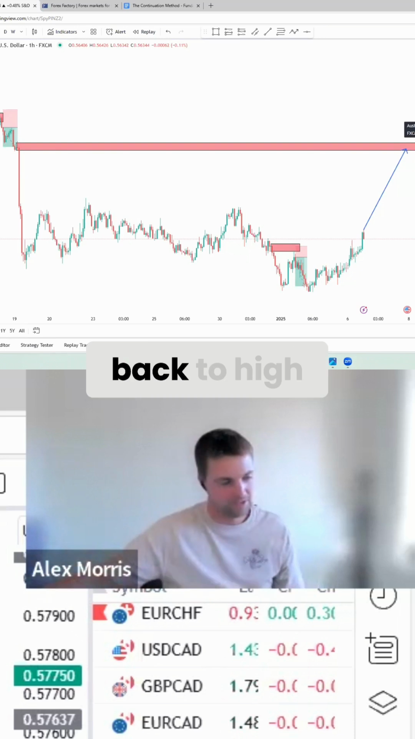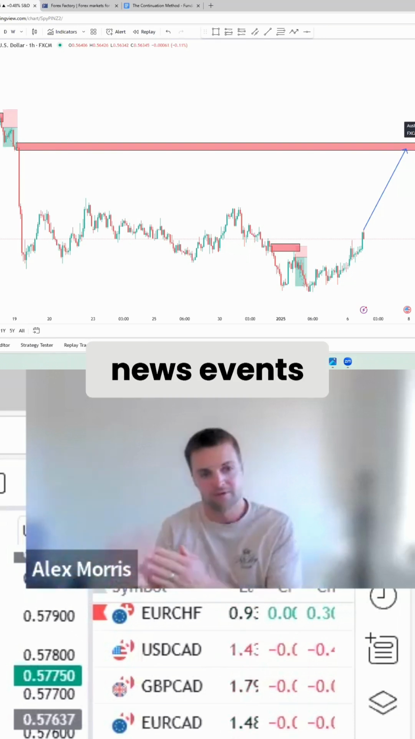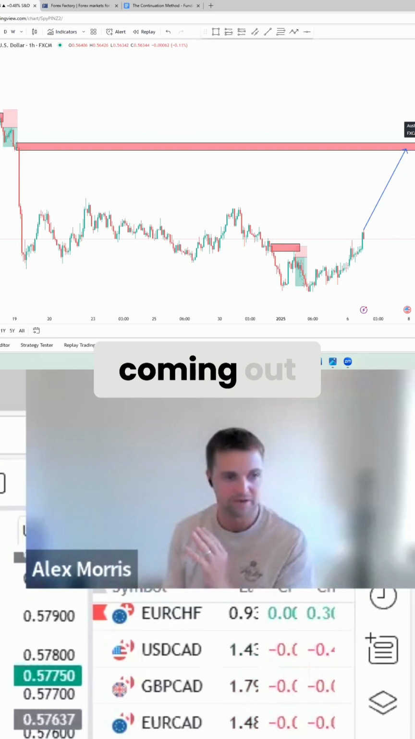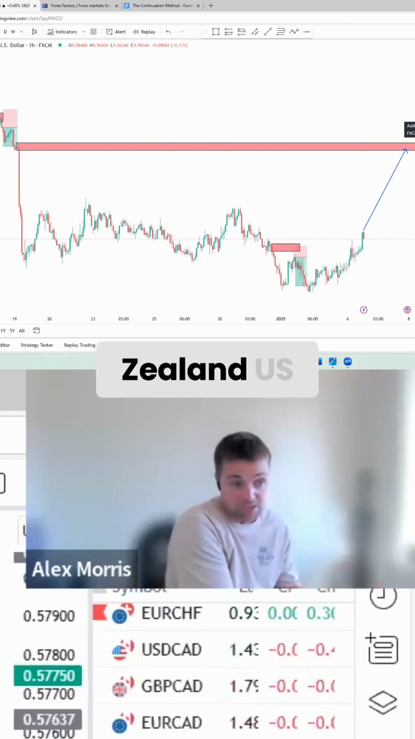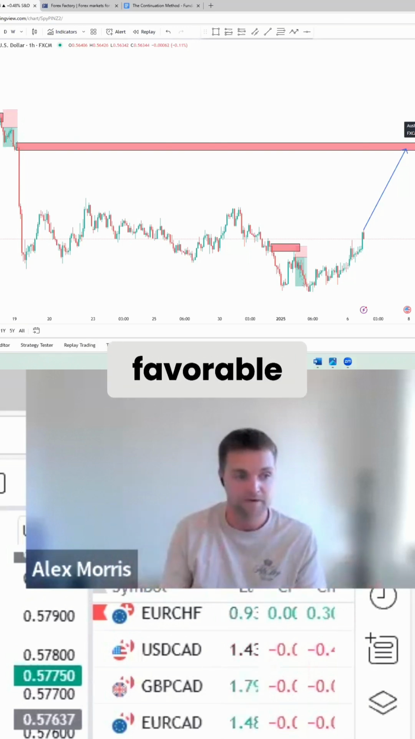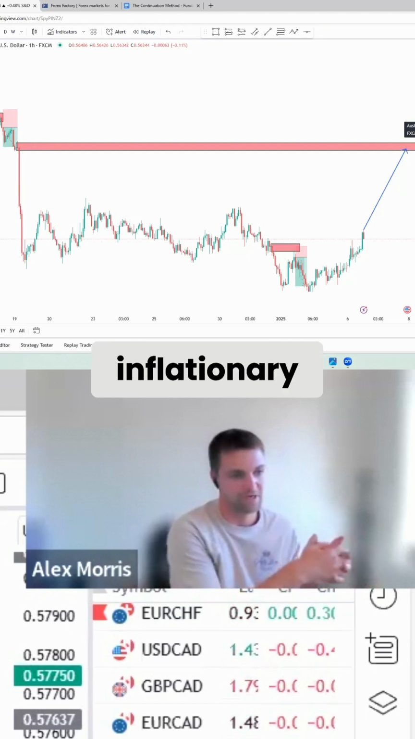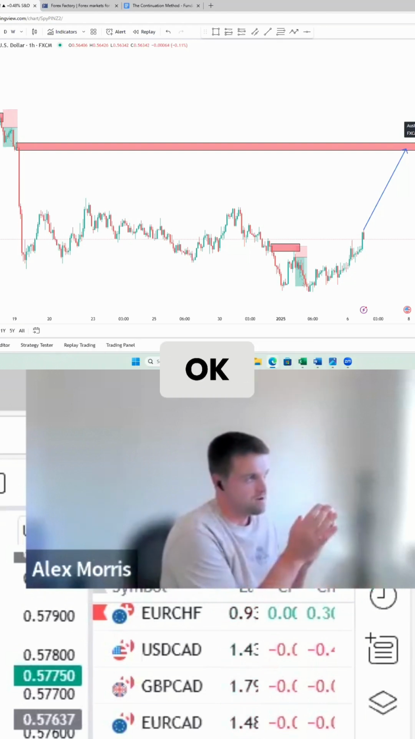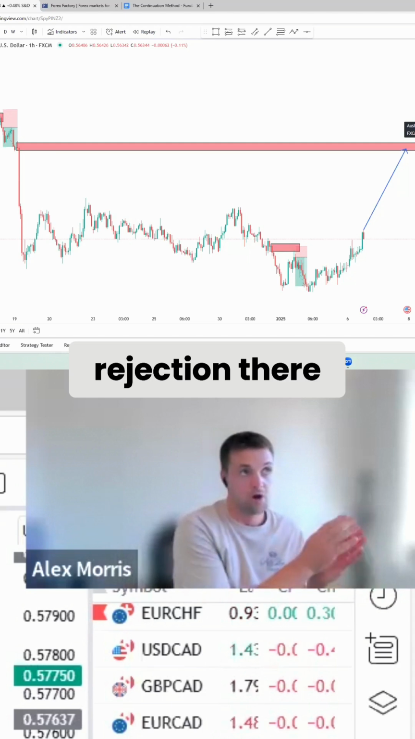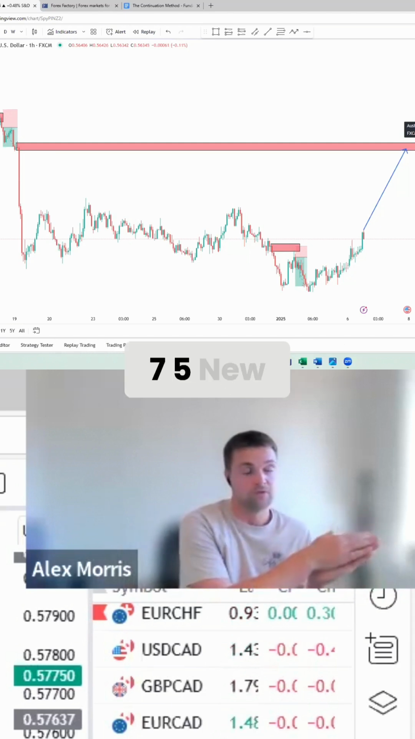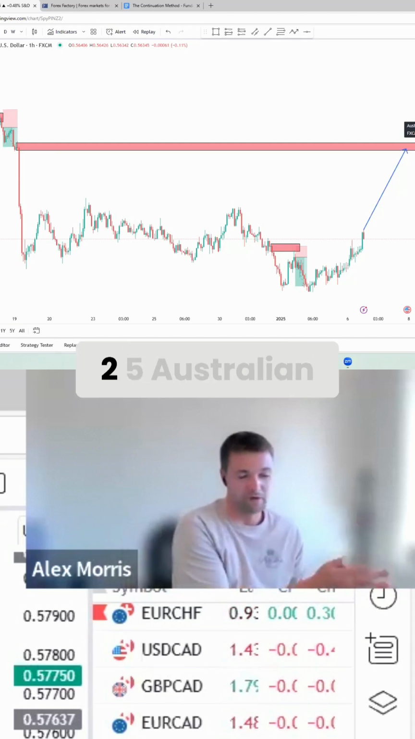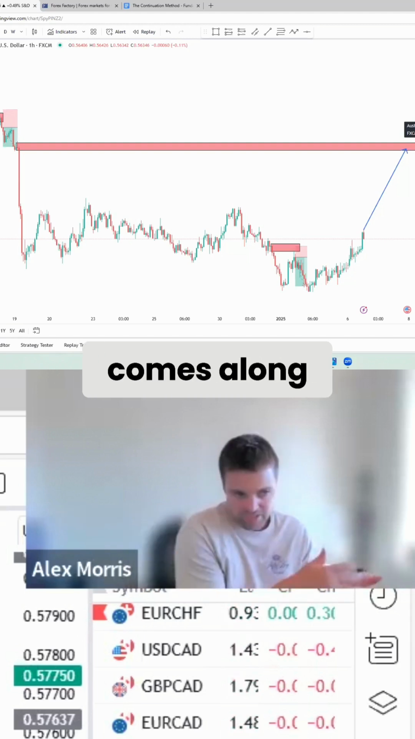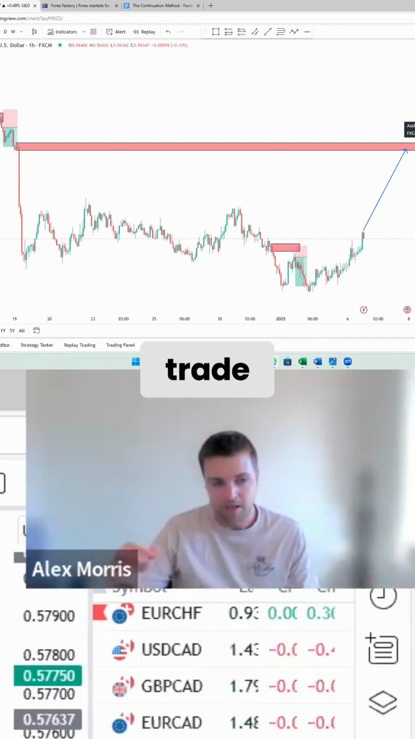And then also going back to high impact news events, like I mentioned, we've got CPI coming out from Australia. I don't think we've got any high impact news events coming out from New Zealand. So New Zealand US dollar might be more favorable because you don't have inflationary figures to contend with. So you may say to yourself, okay, even if I do get a strong rejection there, I may go 0.75 New Zealand US dollar, 0.25 Australian US dollar, then reassess before CPI comes along, potentially close that trade.